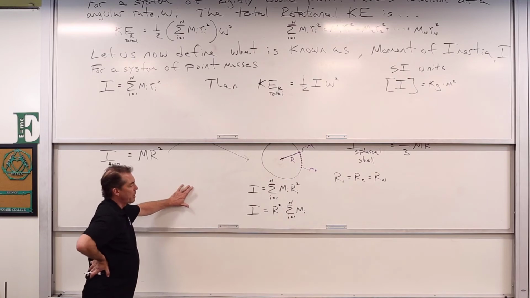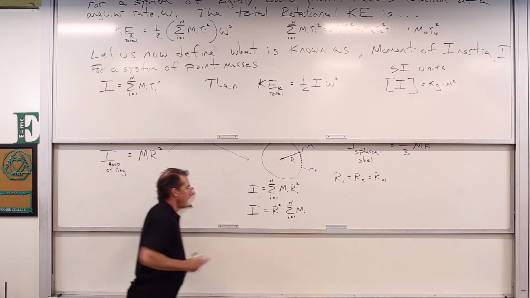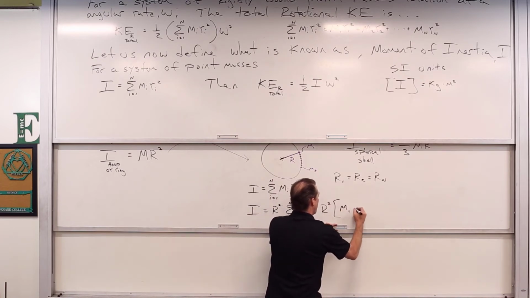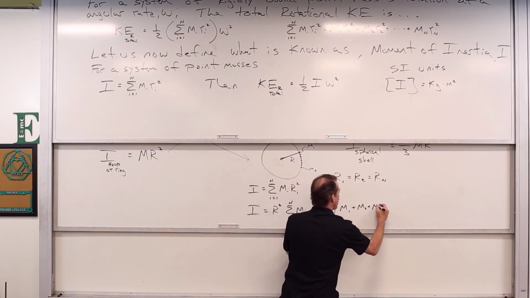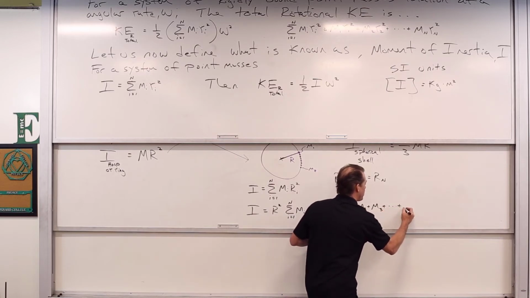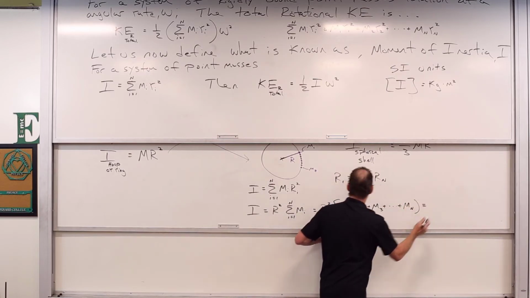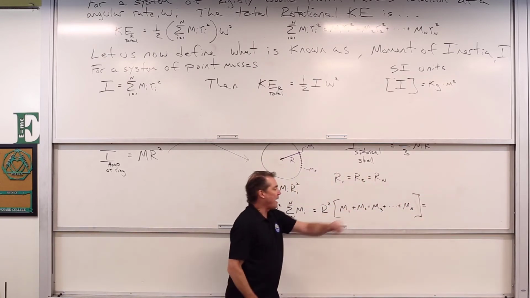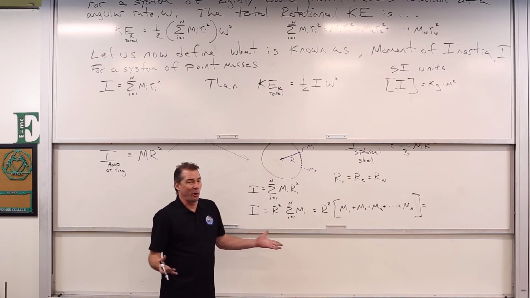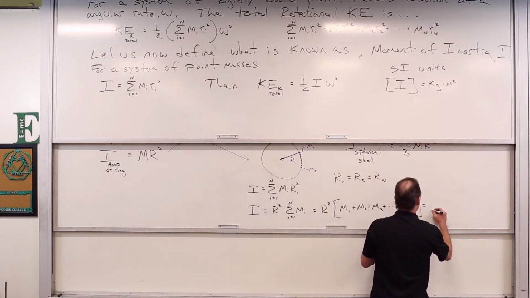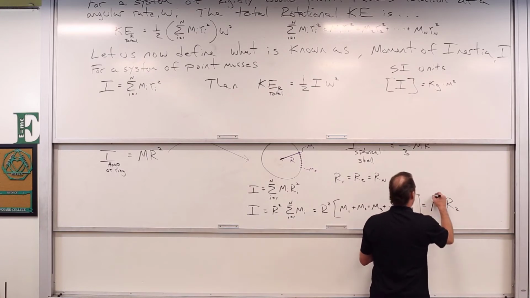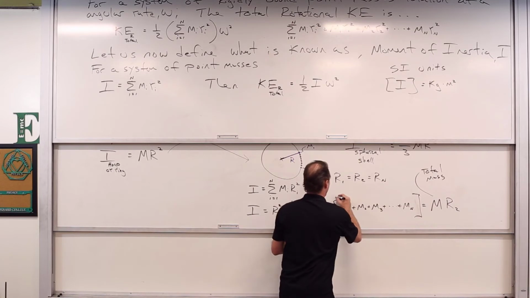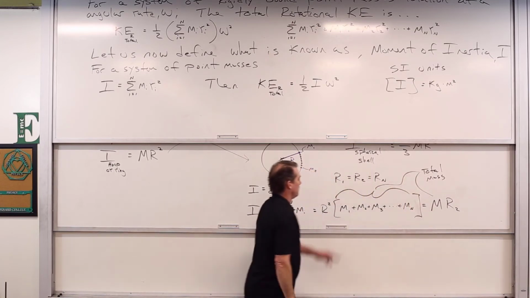So what happens when we sum up all the individual mass elements? Well, this is going to be equal to r squared multiplied by m1 plus m2 plus m3 plus dot dot dot plus m sub n. What happens when you add up all the individual mass elements? That's the total mass, right? And this is going to be equal to m r squared. That's just the total mass.